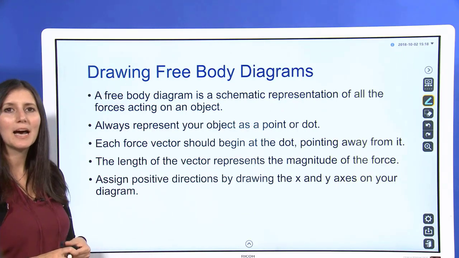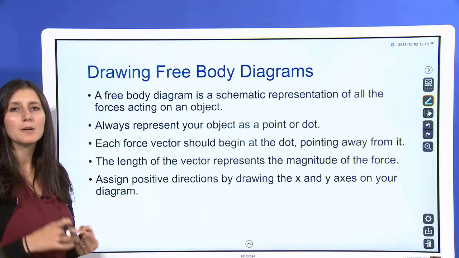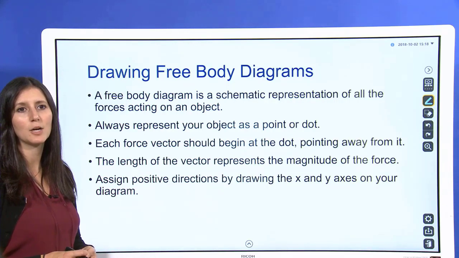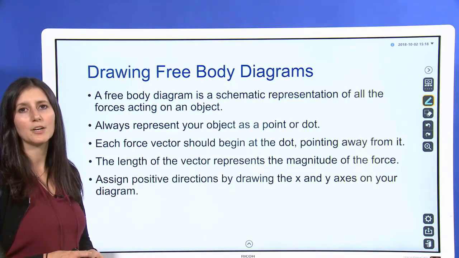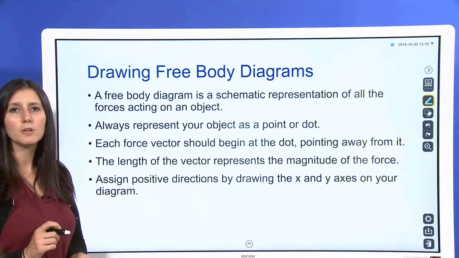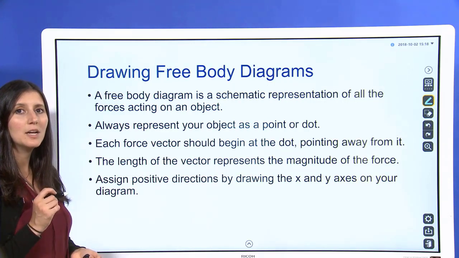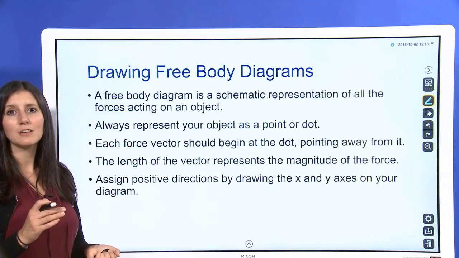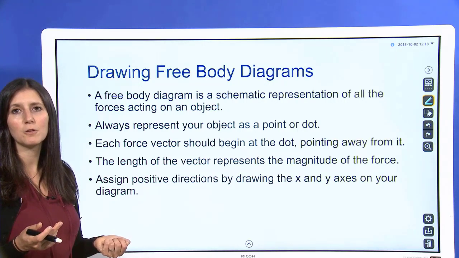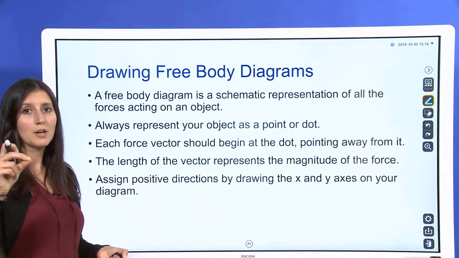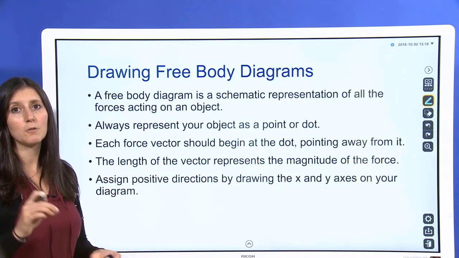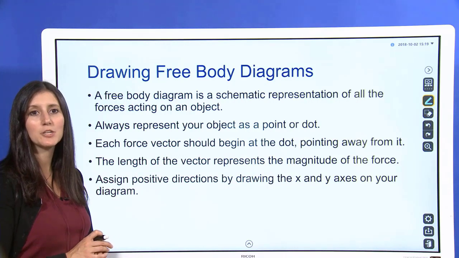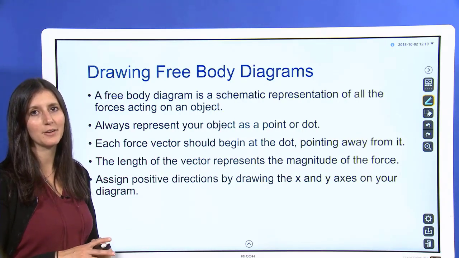Okay, so now we're going to talk about how to draw free body diagrams. A free body diagram is just a schematic representation of all the forces that are acting on an object. We're always going to represent our object as a dot, and each force vector is always going to begin at the dot, moving away from it in the direction that the force is going. The length of the vector represents the magnitude of the force. So the bigger you draw your vector, that is indicating that the force value is bigger as well. We can assign positive directions by drawing the x and the y axes on our diagram as well.